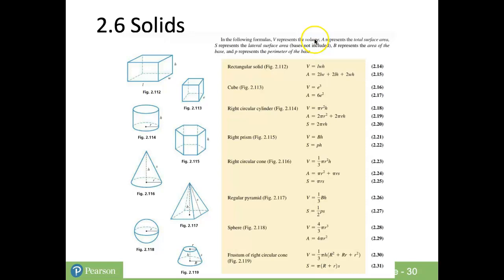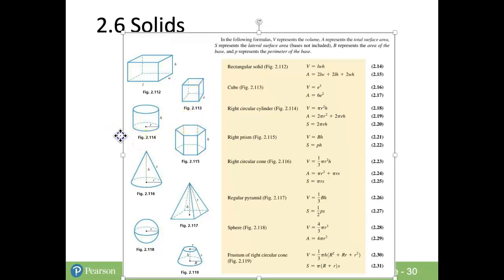V represents the volume. For rectangular solids such as this, you've got length, width, and height. That's the L, W, and H. The cube is each edge measures the same, so that's why that's labeled as an E. Then for the right circular cylinder, you're looking at pi r squared times H. H is the height of the cylinder.